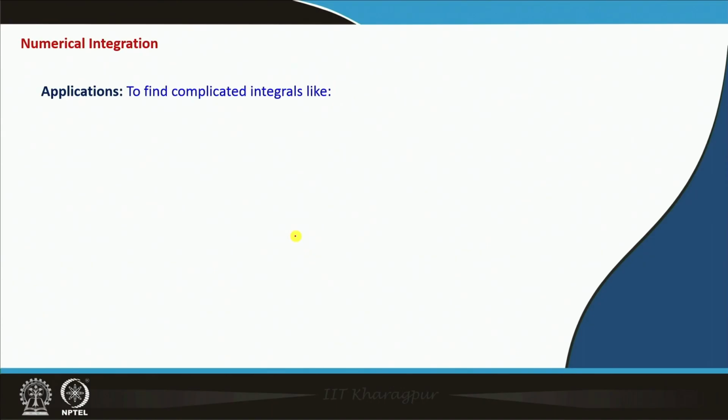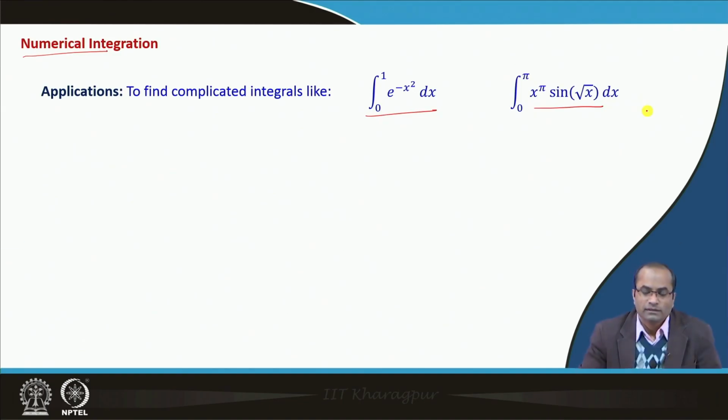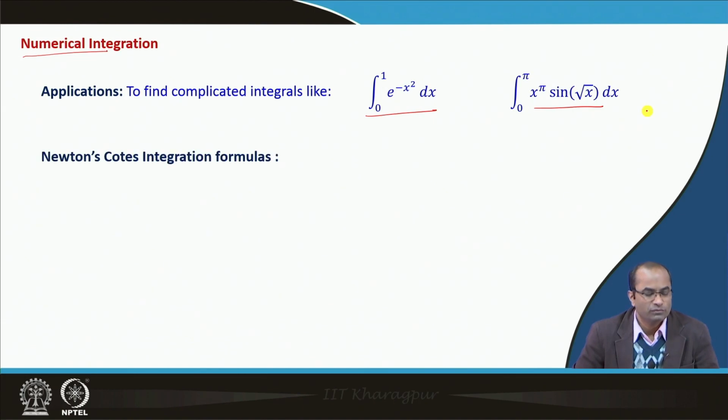So the first question is why do we use numerical integration, and the idea is that in many cases some complicated integrals like e power minus x square from 0 to 1, or x power pi sine square root x dx, cannot be integrated exactly. So what we do is compute them numerically, or approximate them numerically.